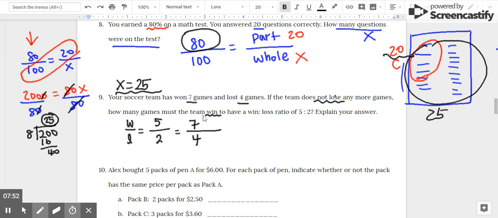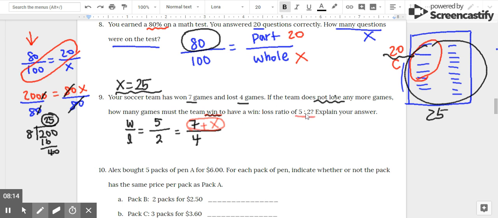So how many games do they need to win? The number of games that they're going to win is going to be X. And I'm going to add that to 7, because they already won 7 games and they're going to win X number of games. So this should be the ratio of 5 to 2.